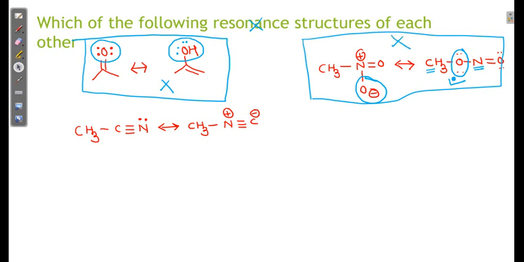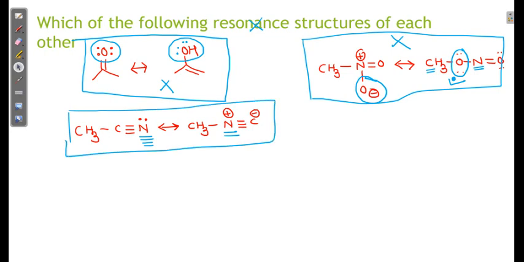Let us come here. The position of nitrogen is in the center, and here the position of the nitrogen is at the terminal part. So I can say that the position of nitrogen is changed. So this is also not a resonating structure, right? This is also not a resonating structure.